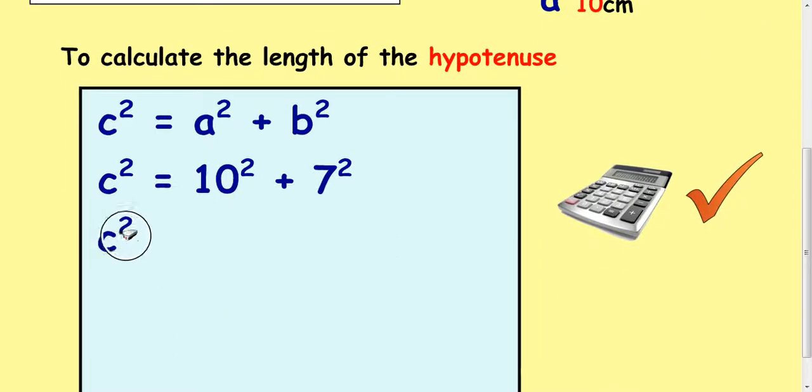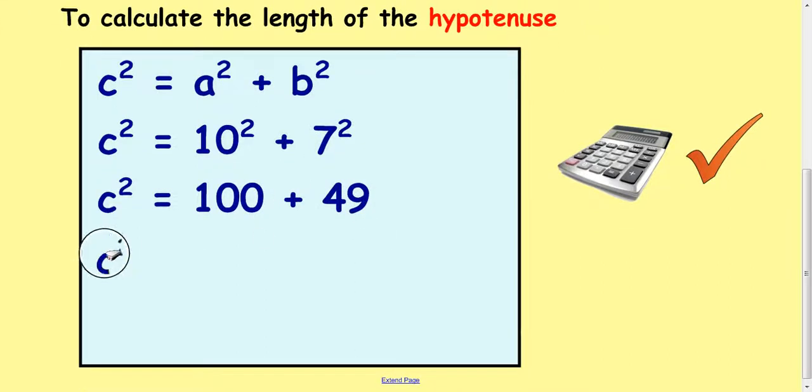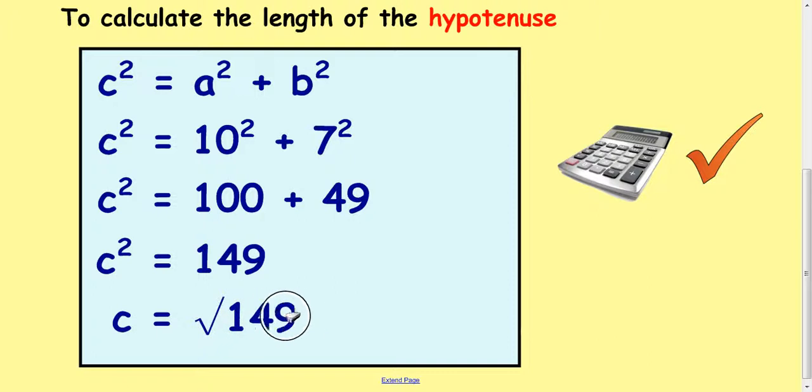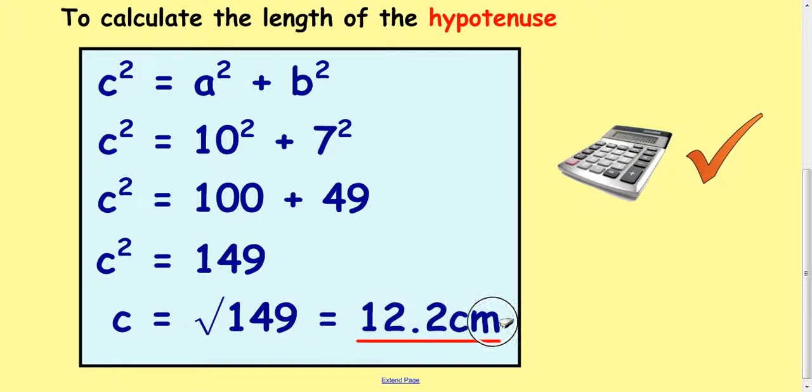Do the actual calculations. So 10 times 10 is 100, plus 7 times 7 is 49. Again, leave this as C squared, we're not doing anything to this yet. So 100 plus 49 is 149. And then to get C, what times what makes 149? Well, this is not a square number, so you have to use your calculator. The square root of 149, if you type that in, comes out to 12.2 centimetres to 1 decimal place.